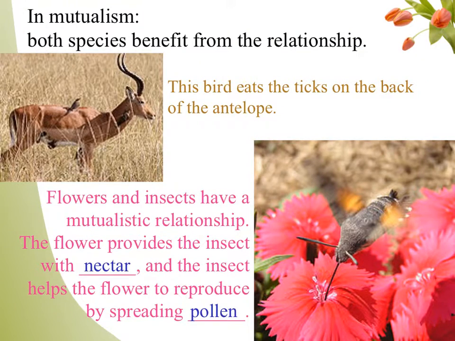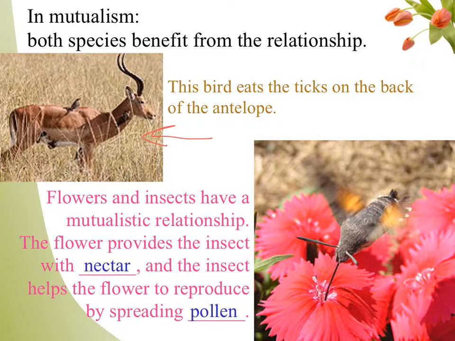In mutualism, both species, different species of course, benefit from the relationship. In the example at the top here, the bird on the back of that antelope eats the ticks on the back of the antelope. Of course, the ticks provide food for the bird, and the bird is able to rid the antelope of these invasive ticks that could harm it.